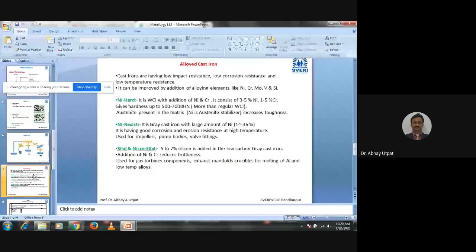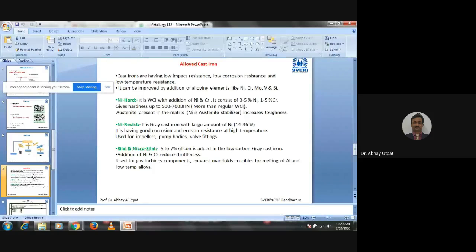Next one is Silal and Nitrosilal. Here 5 to 7% of silicon is added in low carbon grey cast iron. Now, what is low carbon grey cast iron? The range of carbon in grey cast iron is 3.2 to 4.5%. So, low carbon grey cast iron means around 3.5% of carbon. Addition of nickel and chromium reduces the brittleness. So, this alloy is used for gas turbine components, exhaust manifolds, and crucibles for melting aluminum and low temperature alloys.